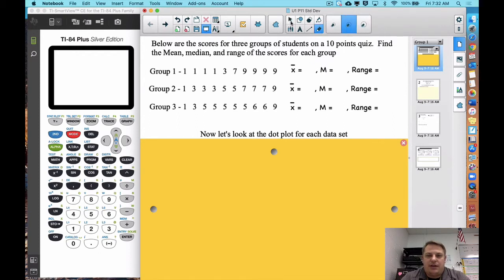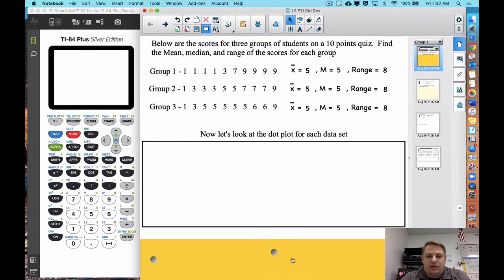I'm going to save a little bit of time with these. What turns out to be the case is that when you find the mean of all three of these, the mean is 5. If you actually typed those into your calculator and did one var stats, the mean is 5. The median happens to also be 5 for each of these data sets. The range is 9 minus 1 for all three of these data sets. But we can look at them and see, well, they're not exactly the same numbers. This one has 4 nines, this one only has 1.